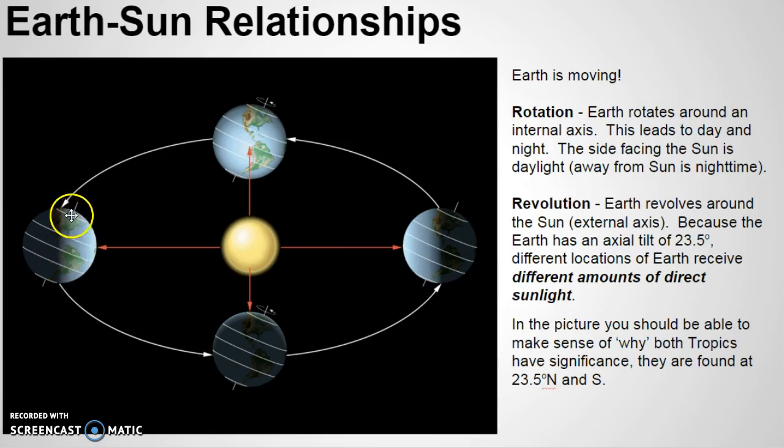If I pay attention up here to the Arctic Circle, this is experiencing 24 hours of daylight, and the Antarctic Circle is experiencing 24 hours of darkness. Here I move from summer into my fall equinox. I move into winter solstice. Notice the North Pole has complete darkness, and the South Pole has complete sunlight.